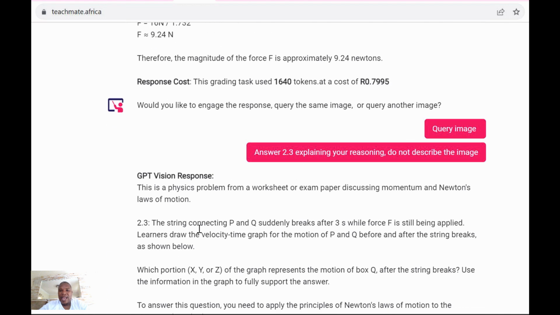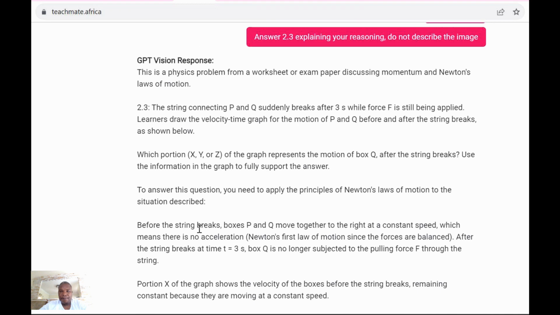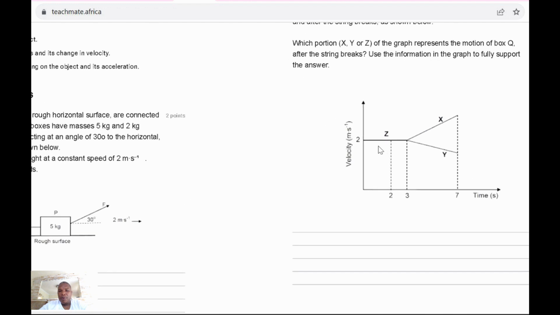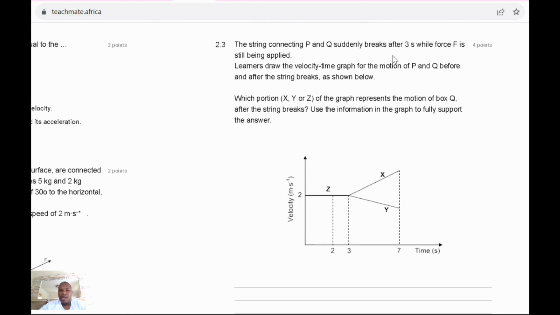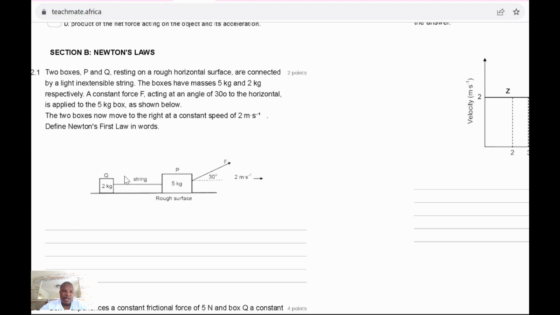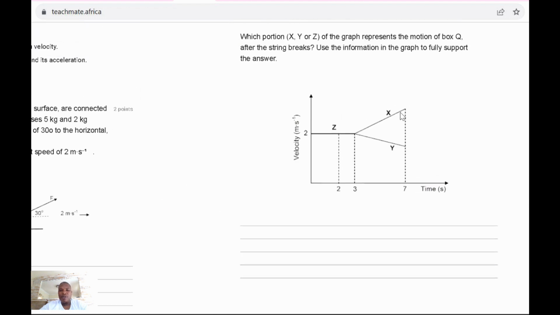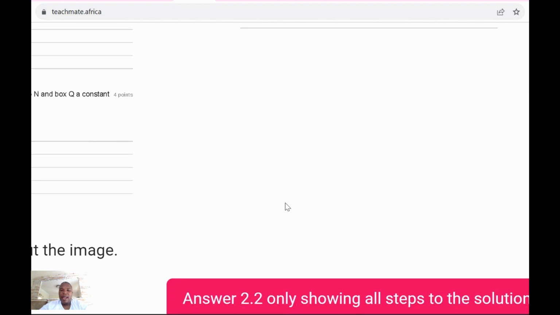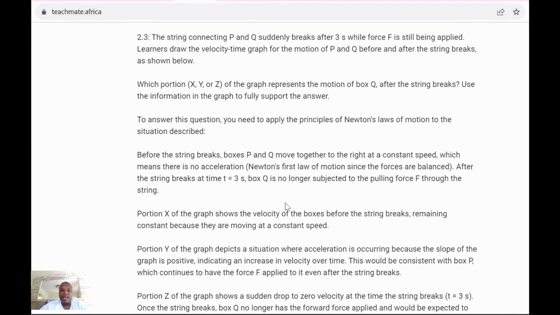But when it went to the next question, which is about the graph, if we go back here, this is the question I'm referring to. It talks about the string breaking between the two blocks. This string here breaks, and the question is trying to find out if learners understand what is going to happen to block P and what is going to happen to Q. At the same time, they should be able to see the representation graphically, and as a teacher you will know what is going to happen here. But let's see what the AI does.